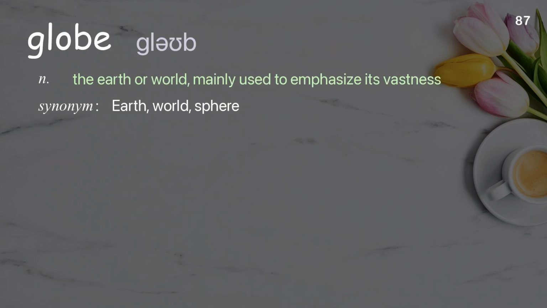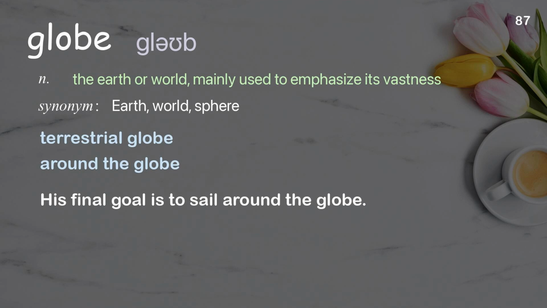Globe. The Earth or world, mainly used to emphasize its vastness. Examples: Terrestrial globe. Around the globe. His final goal is to sail around the globe.